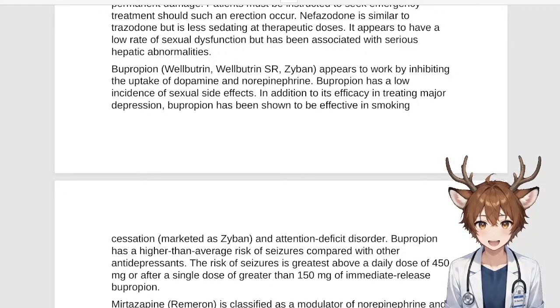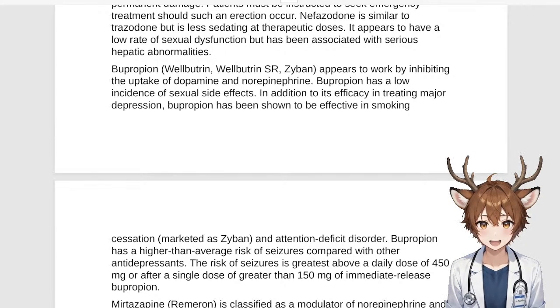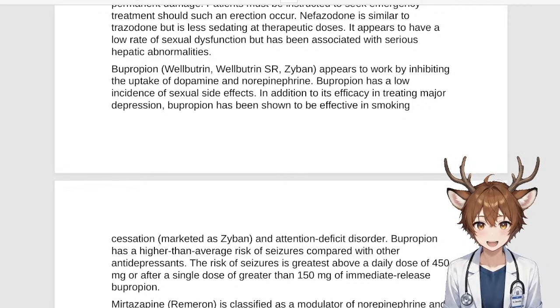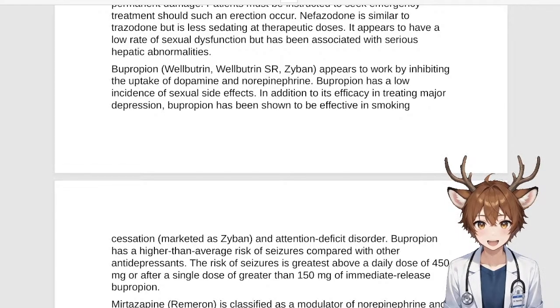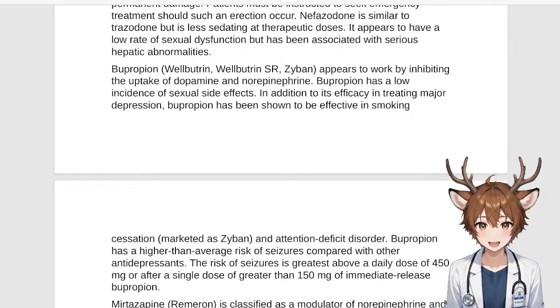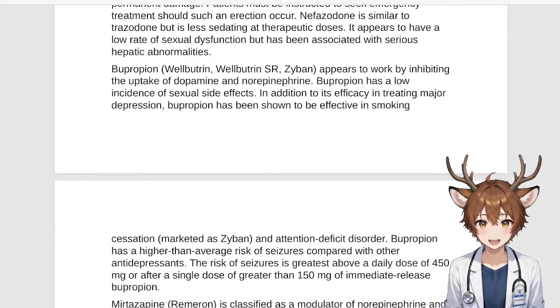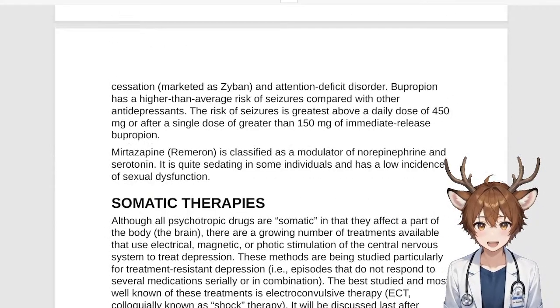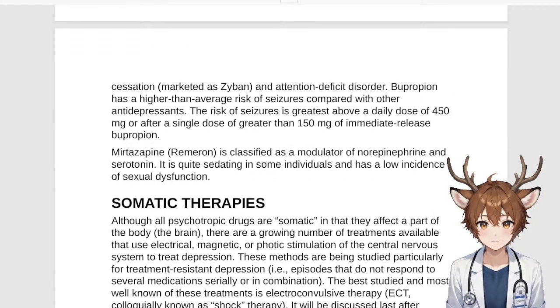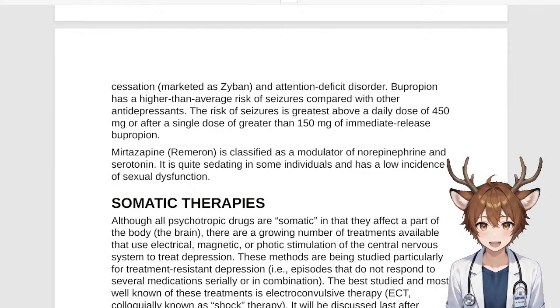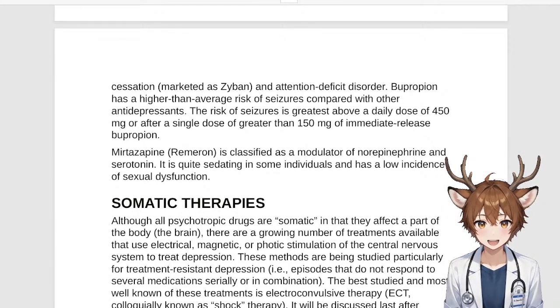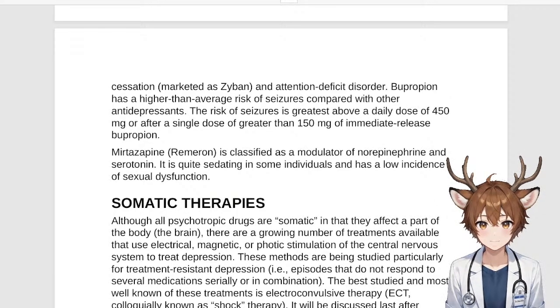Bupropion, Wellbutrin SR, Zyban, appears to work by inhibiting the uptake of dopamine and norepinephrine. Bupropion has a low incidence of sexual side effects. In addition to its efficacy in treating major depression, bupropion has been shown to be effective in smoking cessation, marketed as Zyban, and attention deficit disorder. Bupropion has a higher than average risk of seizures compared with other antidepressants. The risk of seizures is greatest above a daily dose of 450 milligrams or after a single dose of greater than 150 milligrams of immediate release bupropion.